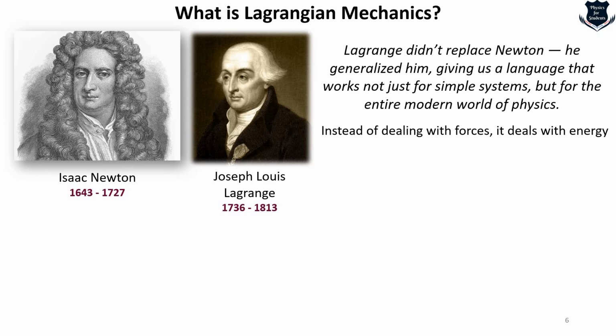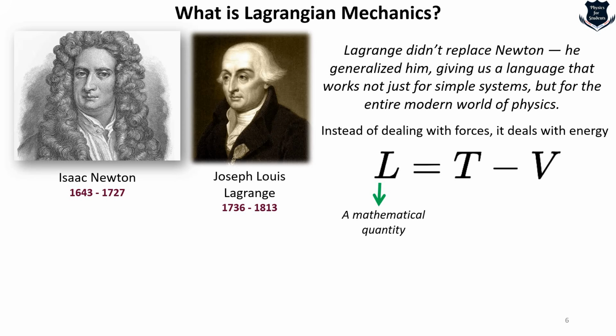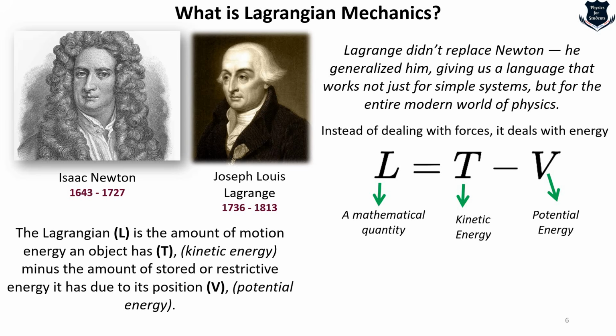So the Lagrangian actually does not deal with force but with energy, and the typical equation looks like this. This is basically called the Lagrangian, a mathematical quantity. T is the kinetic energy and V is the potential energy. So if we want to tell in simple language what this equation means, we can say that the Lagrangian, which is a mathematical quantity, is the amount of motion energy of an object, T, minus the amount of stored or restricting energy it has due to its position, which is V, which is called the potential energy.